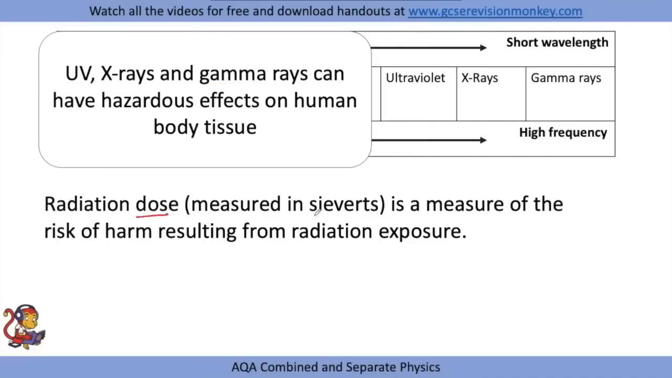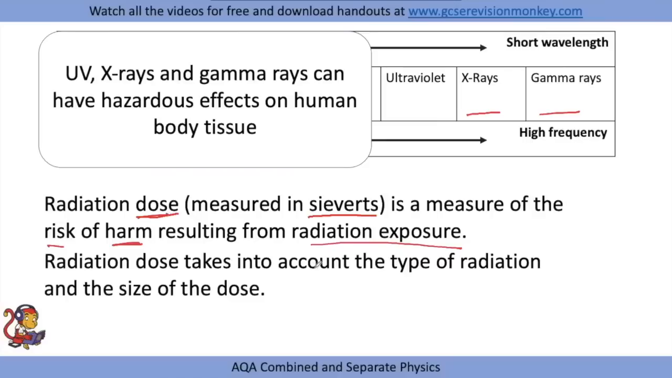Radiation dose is measured in a unit called sieverts, and it's a measure of the risk of harm resulting from radiation exposure. And it's useful in hospitals because there will be doctors and nurses and other staff members that work in areas where there are, for example, lots of X-rays or gamma rays. Or patients might need to have lots of X-rays or treatment involving gamma rays. And you need to know how the radiation dose is going to affect you and what the risk of harm is.